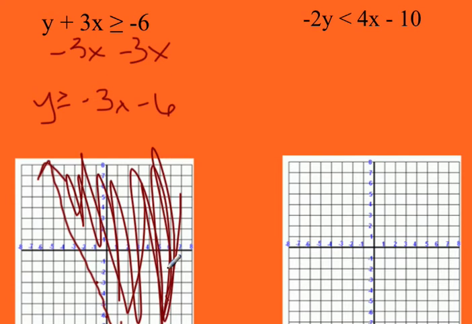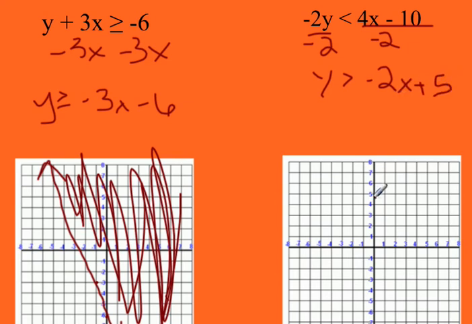Then, taking a look at number 11, that -2 is being multiplied by the y. So we're going to divide both sides by a -2. So remember that when you divide by that negative number, you need to flip the symbol. 4 divided by -2 is -2, and then x. -10 divided by -2 is a +5.